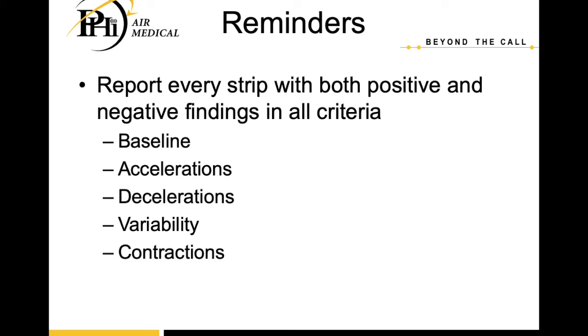Remember that we're going to report every single strip with both positive and negative findings. So just because some fetus does not have accelerations doesn't mean we're going to leave that part out, right? So we wouldn't say baseline 145, moderate variability, and then talk about contractions. Just because they don't have decels and they don't have acels, we're still going to keep that in there to maintain uniformity when we are doing our reporting. So we would say baseline 145, no acels, no decels, moderate variability, and then we'll do our uterine assessment as well. So you're always going to give positive findings, but you're also going to let them know of your negative findings as far as no acels, no decels.